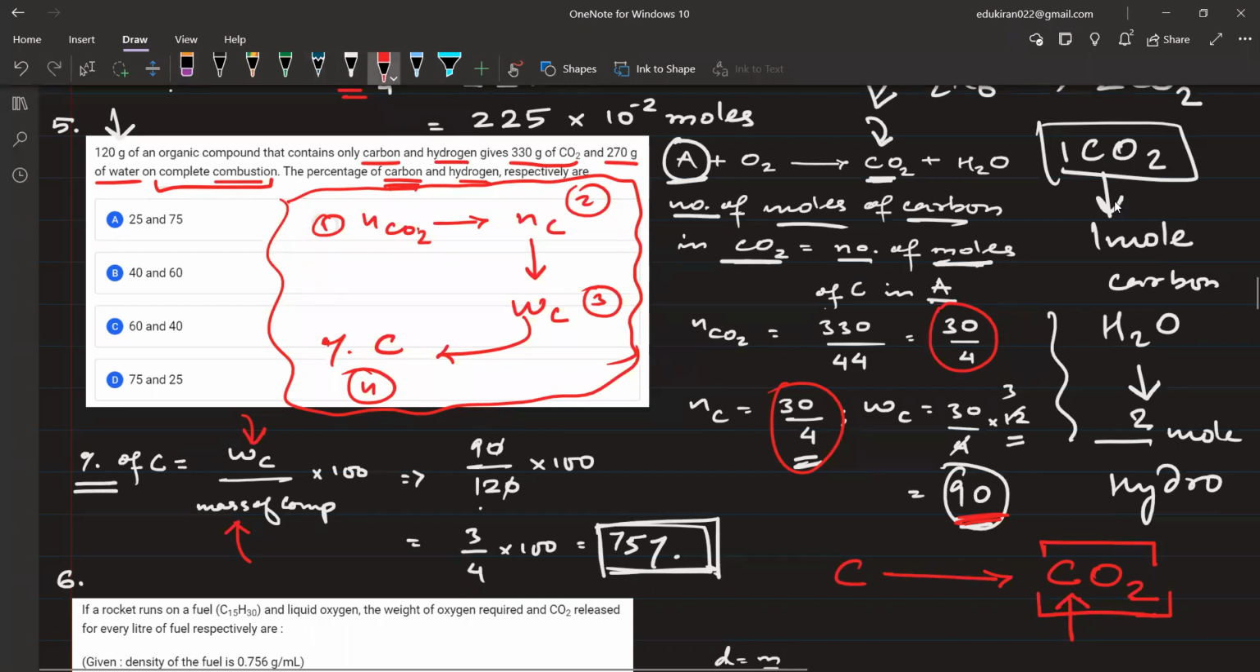After that, you will write this question, all of you, and you will do this question. If a rocket runs on a fuel C15H30 and liquid oxygen, the weight of oxygen required and CO2 released for every liter of fuel respectively are. First read the question, then tell me what is given. What amount is given, of the reactant or the product? If reactant, then the amount of which reactant is given?